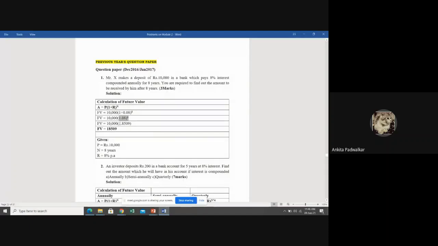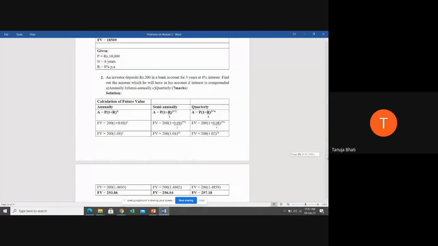I beg your pardon. One, one, one. Table number 1. Very good students. Future value of a single cash flow is table number 1. So this was a simple formula, a simple question which was for 3 marks, asked in the December 2016 question paper. Now let us move ahead.